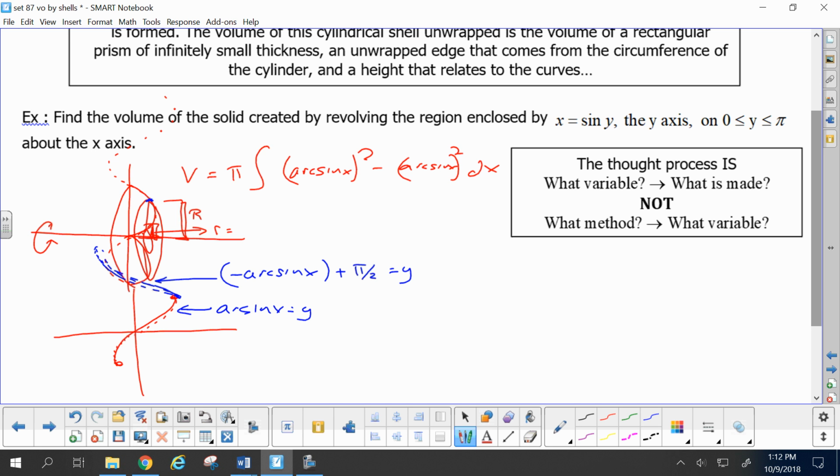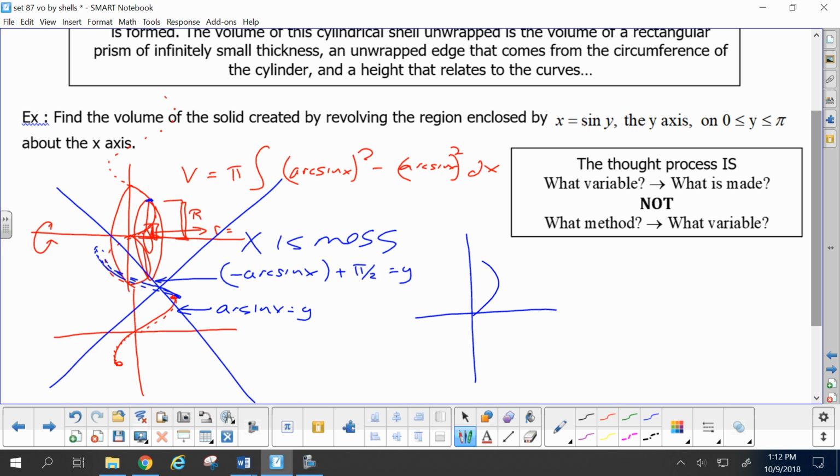Then you could do function minus function. At the end of the day, I think you'll agree that x is a stinking mess. Do you agree? All right. If x is a mess, then let's use y.